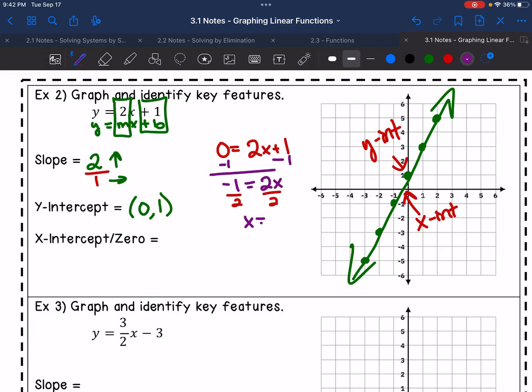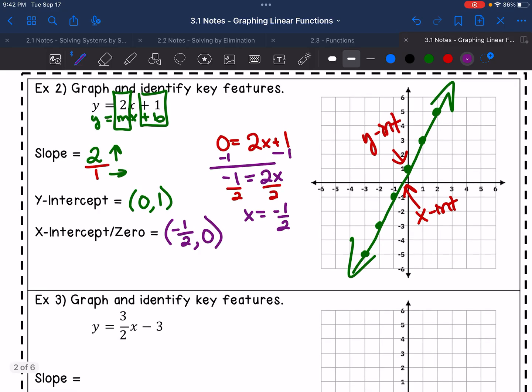And that gives me x equals negative 1/2, which matches up with what I saw in my graph. So my x-intercept is negative 1/2, comma, 0. All right.